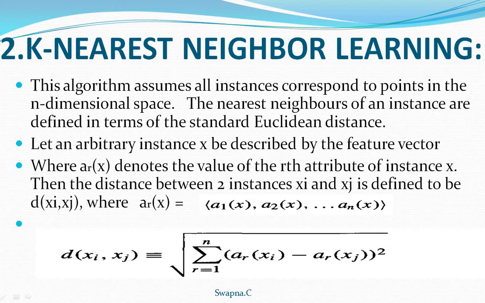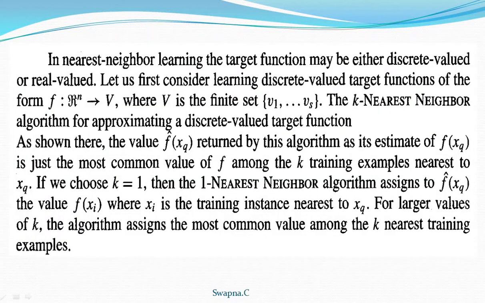To find the Euclidean distance, we use this formula: the square root of the summation over r of (a_r(xi) minus a_r(xj)) squared. So it is the summation of the squared differences between all the attributes of xi and xj, and we take the square root of that. That is what we call the Euclidean distance. By this you are finding the nearest neighbor.